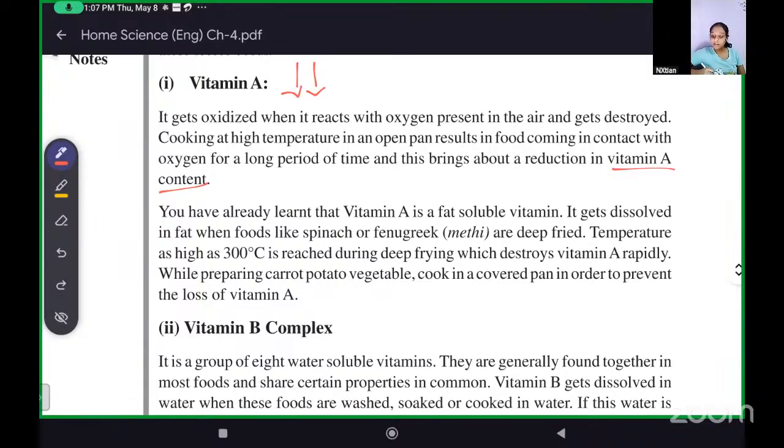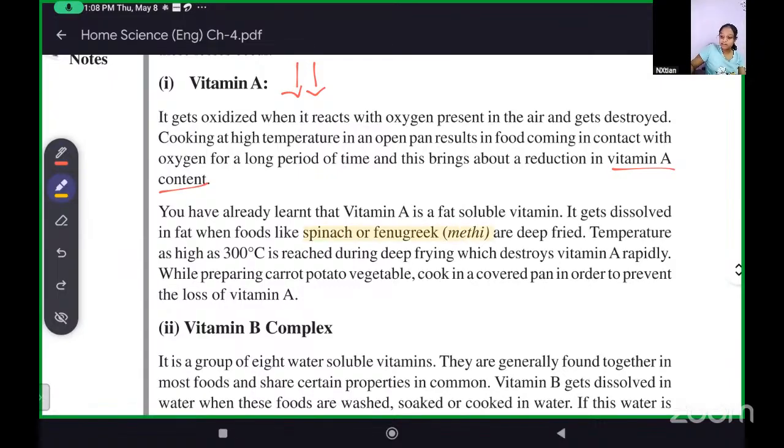We have already learned that vitamin A is a fat-soluble vitamin. It gets dissolved in fat. When foods like spinach or methi are deep fried, a temperature as high as 300 degrees Celsius is reached during deep frying, which destroys vitamin A rapidly. Methi is fenugreek. You know what methi is? It looks like spinach, green in color, but the leaves are very small, and they come in bundles.